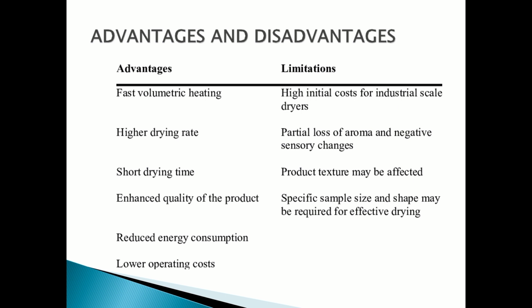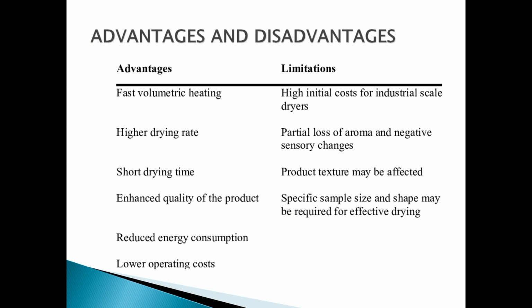Advantages and disadvantages. Firstly, we discuss the advantages of the microwave oven. First, fast volumetric heating, higher drying rate, short drying time, enhanced quality of the product, reduced energy consumption, and lower operating cost. These are the advantages of the microwave oven.